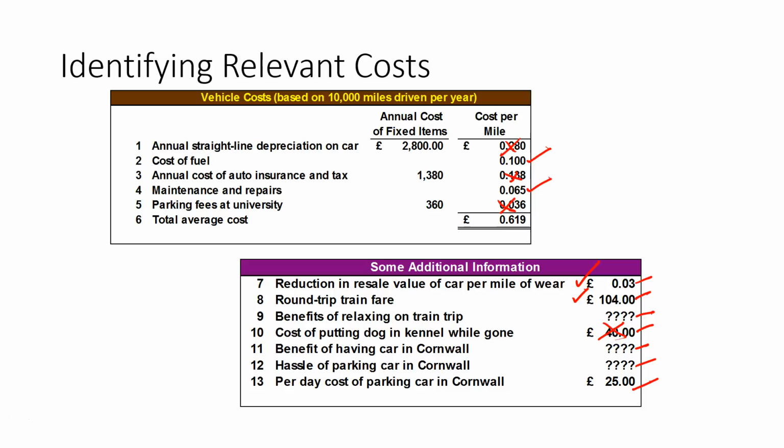The benefits of having a car, that is relevant, but we haven't got a figure, as is the hassle of parking. And finally, the per day cost of parking the car in Cornwall, that is relevant. Again, it's a future cost. It'll be incremental because if she does drive, she will incur it. If she doesn't drive, she won't incur it. And it will be a cash flow. So of all those costs that we started with, we've now managed to eliminate a number of them. And we can now look at whether she should drive or whether she should go on the train.